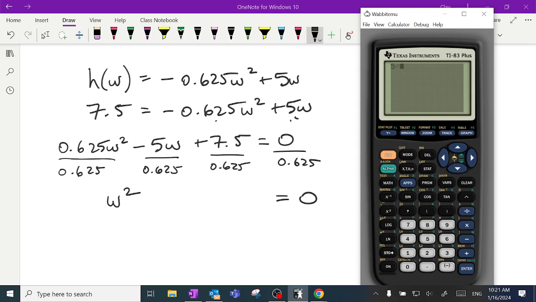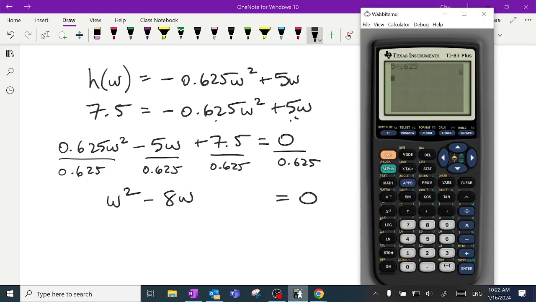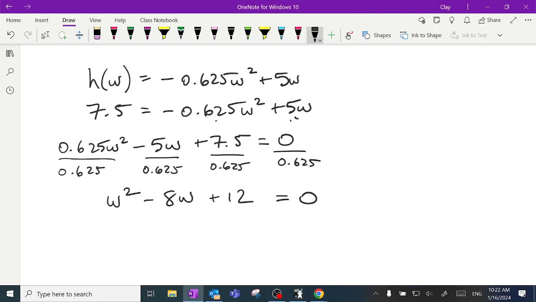5 divided by 0.625, very nice, is a whole number. It's 8. And then 7.5 divided by that decimal is also a whole number. It's 12. Hey, look at that. That's one I can factor. What two numbers times to make positive 12 that add to make negative 8? And it would be negative 6 and negative 2.